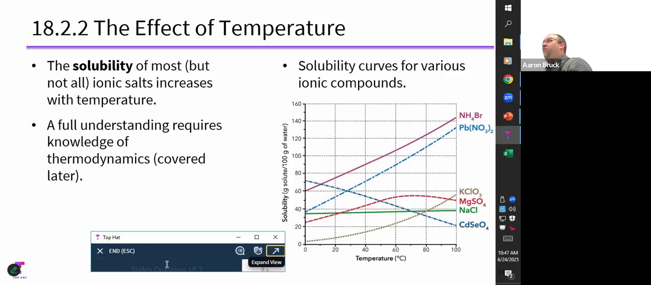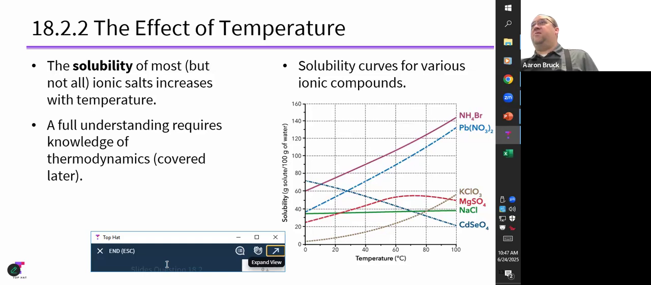To understand this more fully, we got to get into the thermodynamics of it. So this is where we have to start getting into the calculations of enthalpy and entropy. And so we know that most salts are exothermic when they dissolve. There are a few that are endothermic. You've experienced those in lab. So in a lot of cases, it's really the entropy that is the driving force.